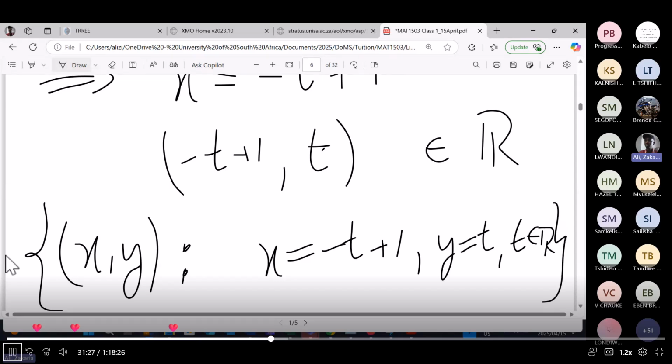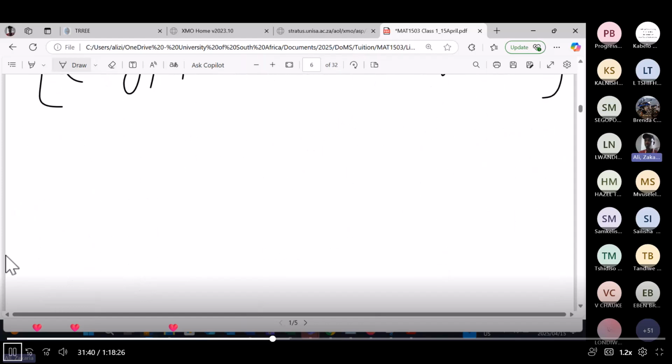And you can see that for every value of t, you get a y and you get an x. Each time you change t, you get a value for y and a value for x. Then that's why the solution becomes infinitely many solutions. Mathematically, that's how you call it.